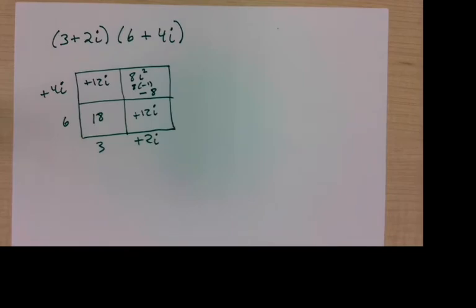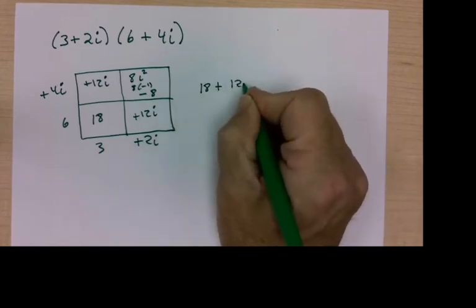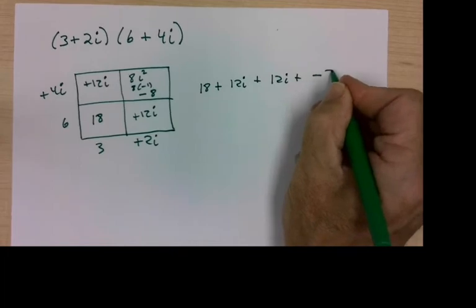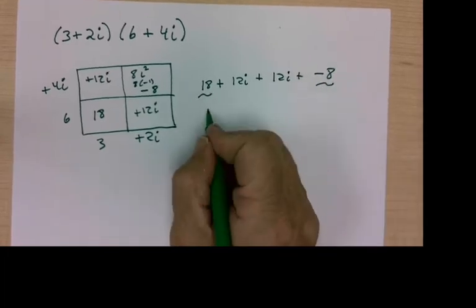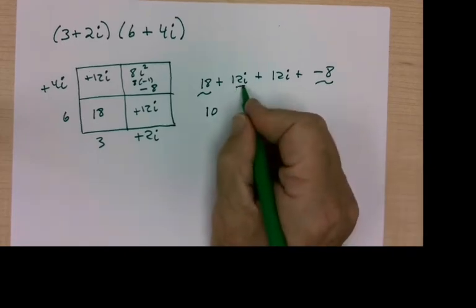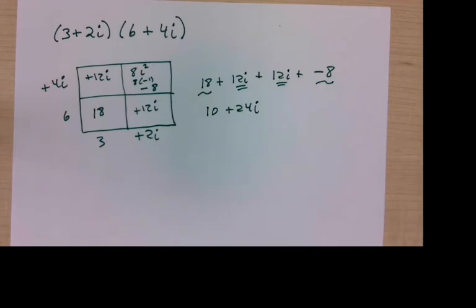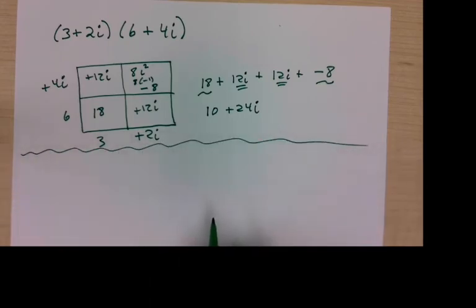So if we put all this together, we have 18 plus 12i plus another 12i plus negative 8. Add the real parts. 18 plus negative 8 is 10. 12i plus 12i is 24i. So my answer to that is 10 plus 24i. And let me go ahead and show you how we square a complex number.